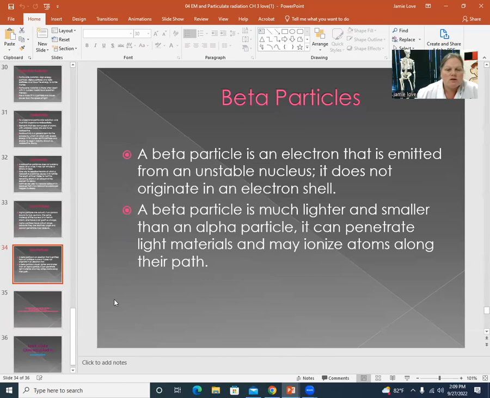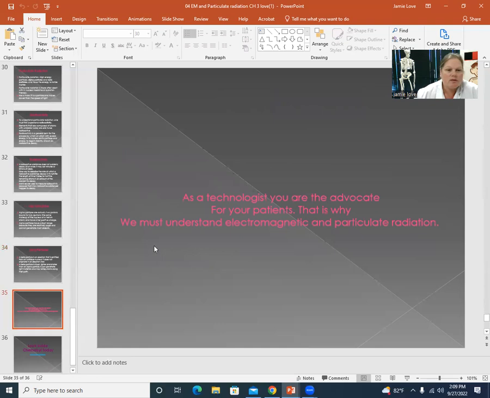Beta particles also are coming from the nucleus, but it's an electron. It's a crazy thing that happens when beta particles are being made. They're lighter and smaller than the alphas. They can penetrate very thin things, but can't really penetrate much. Something like a piece of paper could absorb them. They also can ionize.